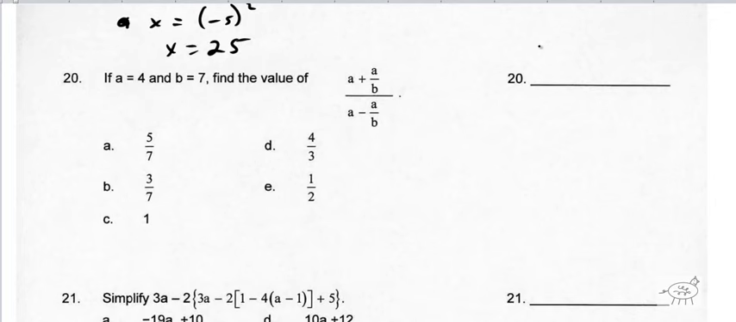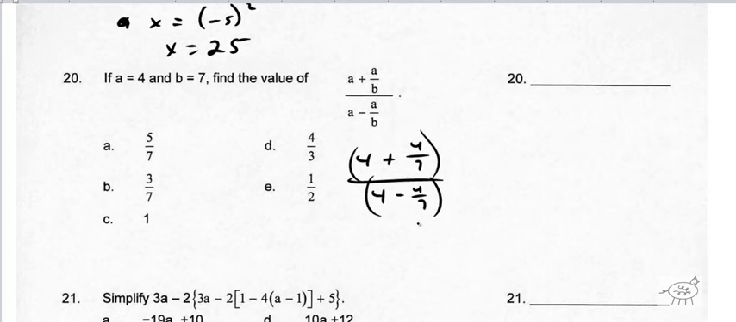Pretty easy. Next one, A is 4, B is 7, find the value. Don't try to manipulate it with the variables, plug stuff in. So it's 4 plus 4 sevenths over 4 minus 4 sevenths. Again, I would use a graphing calculator for this one. The key thing you've got to be careful about though is to put parentheses around them. Very, very important. If you put parentheses around them and try it on your graphing calculator, you should get D, 4/3.